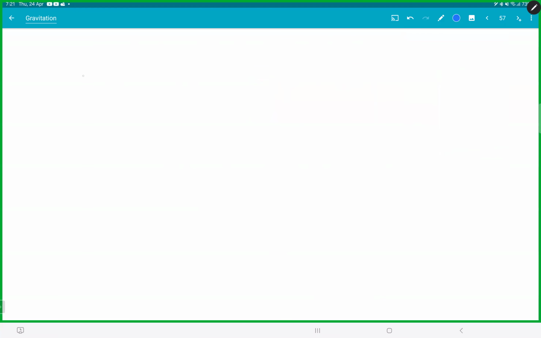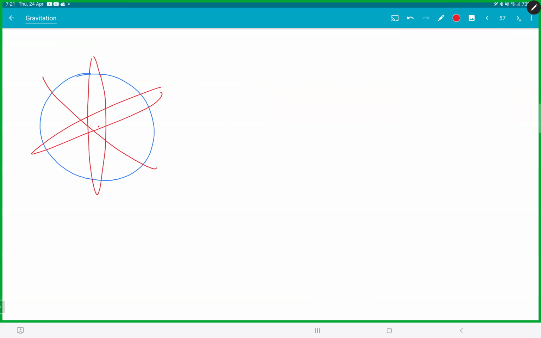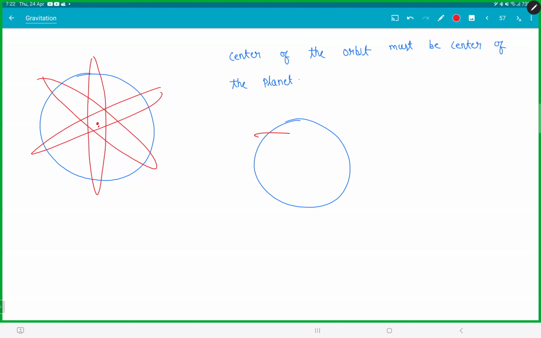It looks weird. But now look at the satellites. These things, right? You just can't launch however you want. There's a restriction. Every satellite that you launch, the center of the circle must be the center of the planet. Why is that? Center of the orbit must be the center of the planet. Think about it. What if it is not? What if you have an orbit like this?